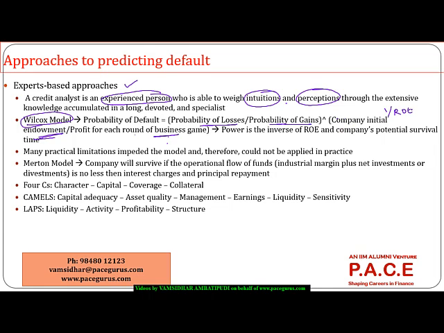Because if you are talking about the profit, and this is capital divided by profit, that is 1 by ROE, and based on that 1 by ROE, I can talk about the potential survival time of the company. Meaning, for how long the returns being generated are sufficient to make the payment for the debt. So that is what is being talked about as the Wilcox model.